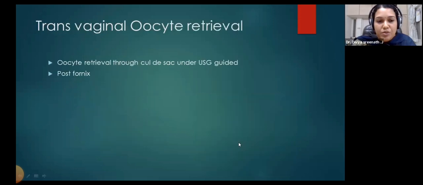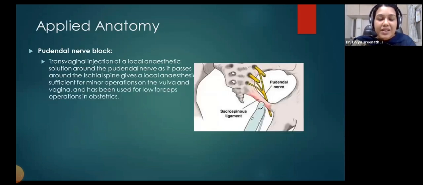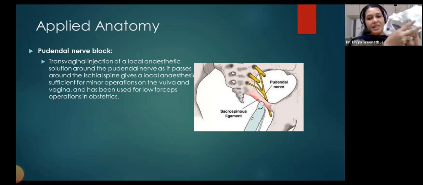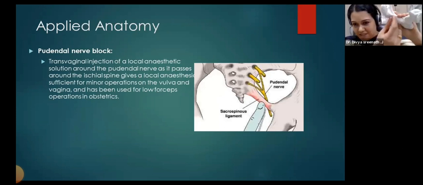Also, nowadays oocyte retrieval as a part of IVF treatment is usually done from the posterior fornix. Another thing is the pudendal nerve block. In the vagina, when we are doing a PV, we can easily feel the ischial spine. You can see this is the ischial spine.